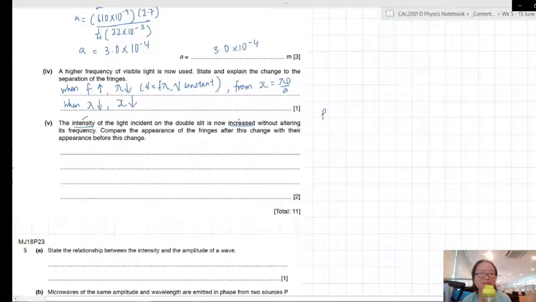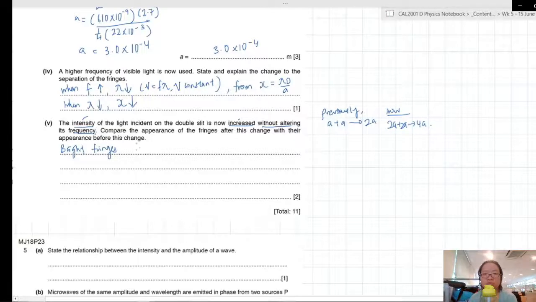Okay, anyway, part 5. The intensity of the light incident on the double slit is now increased, without altering the frequency. Which means previously, let's say it's A plus A, you get 2A. Now 2A plus 2A, you get 4A. Yay! So the bright fringe appears brighter.